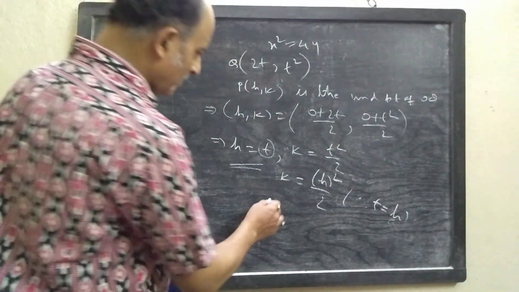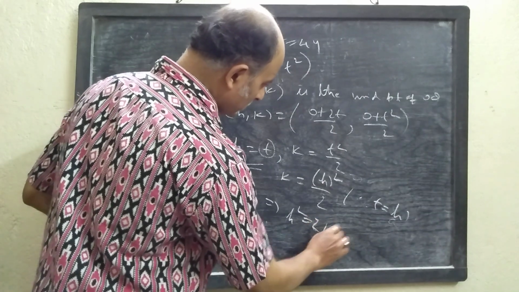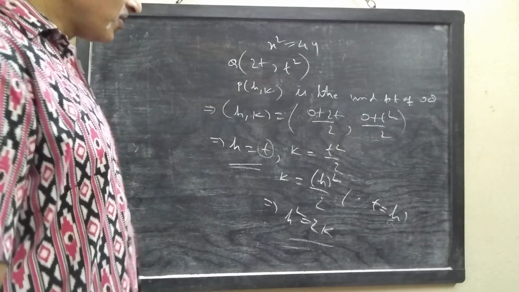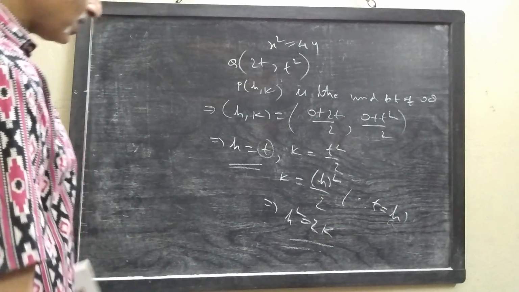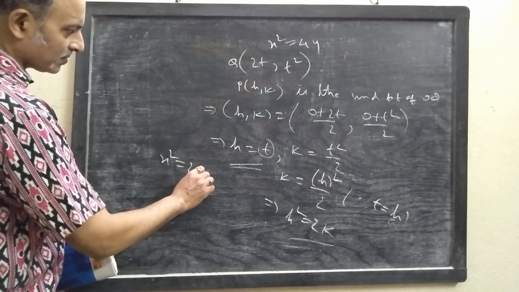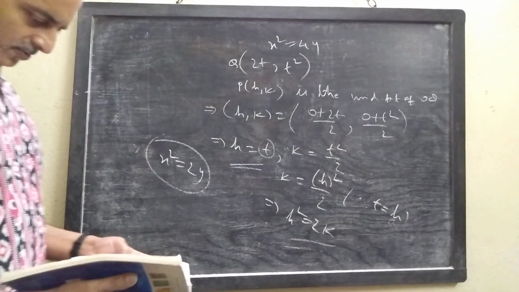Then you get h square equals 2k. You get the relation between h and k. Now write, hence the equation to the locus is, substitute h by x and k by y. This will be x square equals 2y. This is the ultimate equation to the locus of the point.